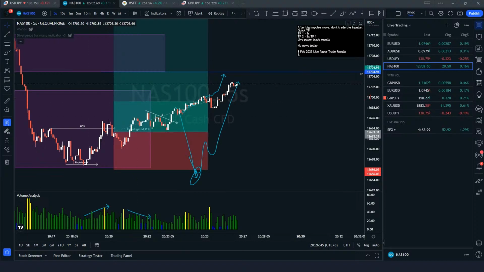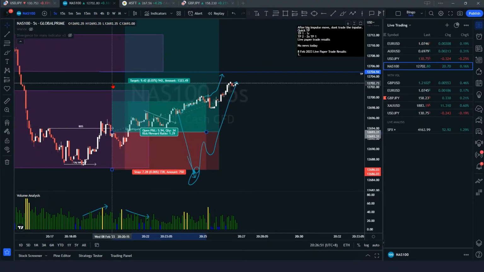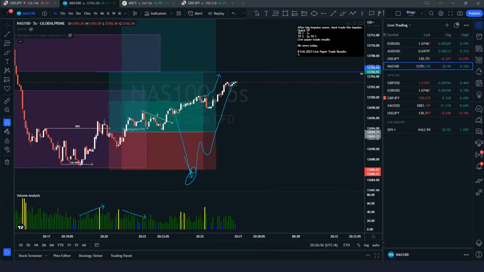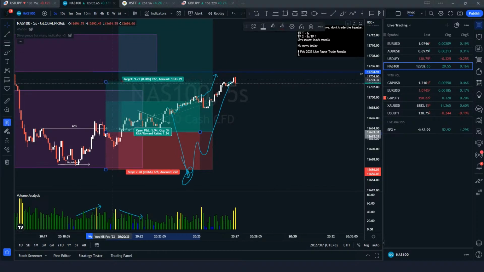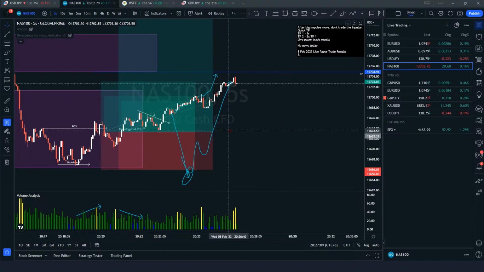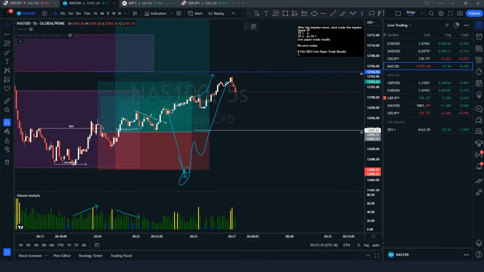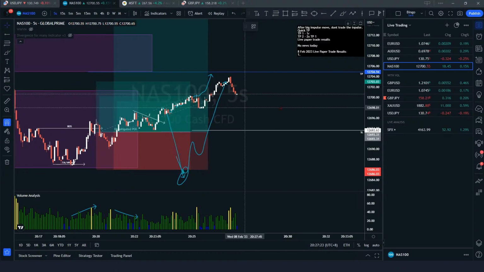Okay, price is reaching the first TP. Alright, I've closed half my position over here. So stop loss is at break even right now. So the first position, we have 50% at 1.34.